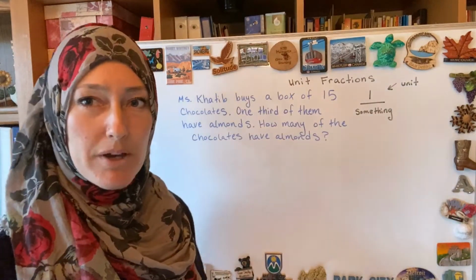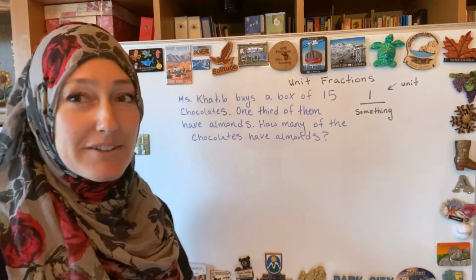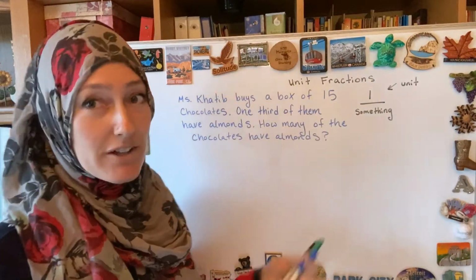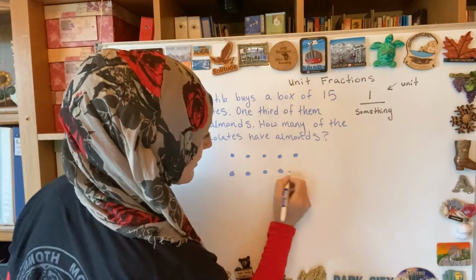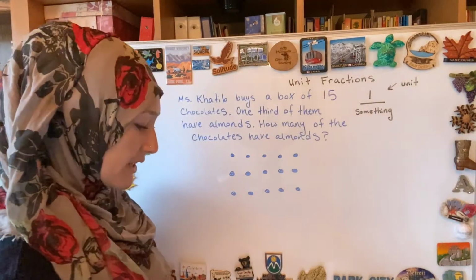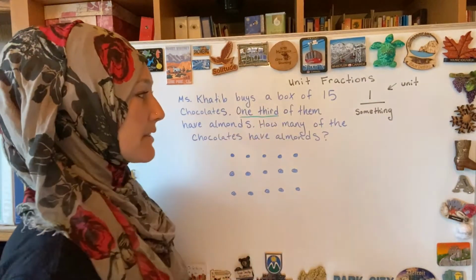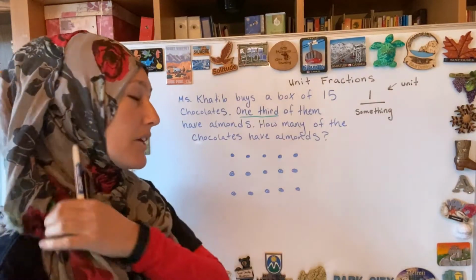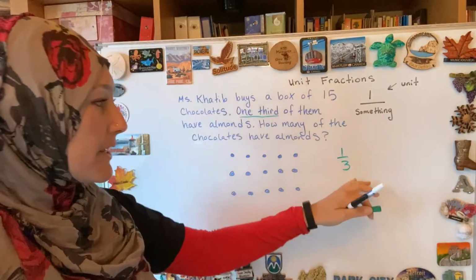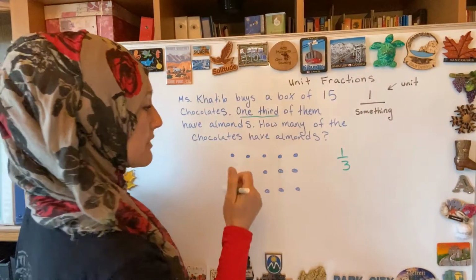So how do I model that? We'll model it first, and then the next parts you'll do it without a model. So start looking for patterns in how this works. First, I only have 15, so I'm going to model 15 chocolates. So always start with how much you have. Then go back to the question. It's telling me that 1/3 of them have almonds, and I want to know how many is that 1/3. So 1/3 is 1 out of 3. The denominator, the 3, tells me how many groups I'm going to have. So I'm going to split this into 3 groups.